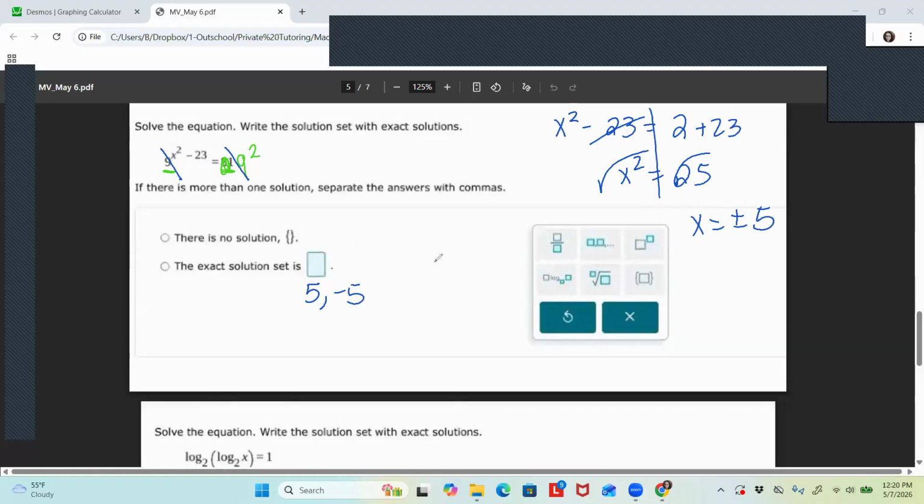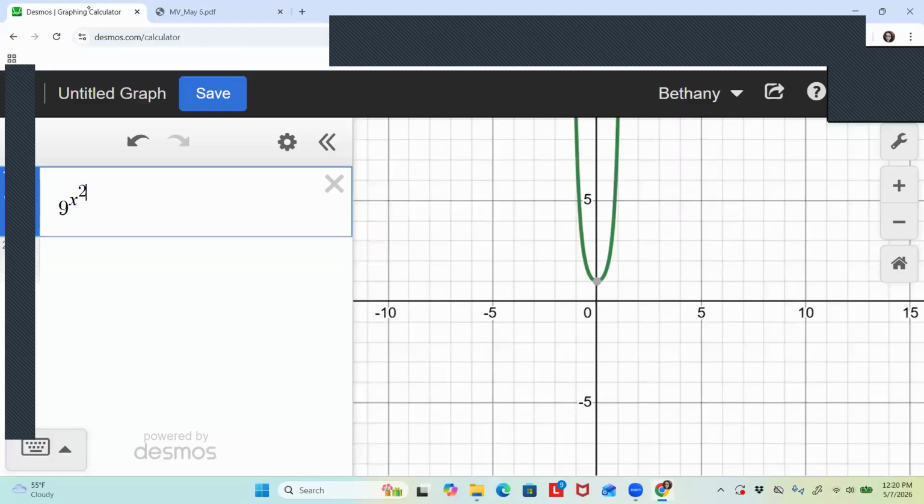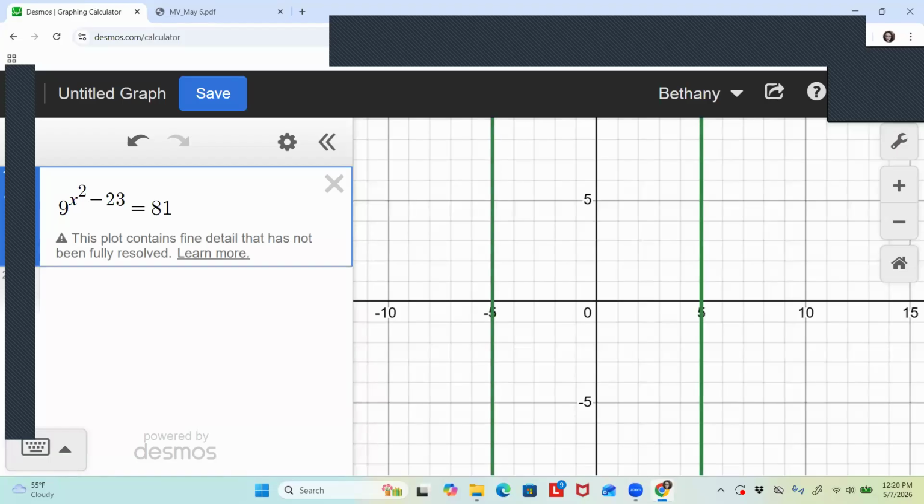You do not have to check this because it's not a log. You should be fine. But I will. I mean, you won't get extraneous solutions. Yep, 5 and negative 5. Looks good.